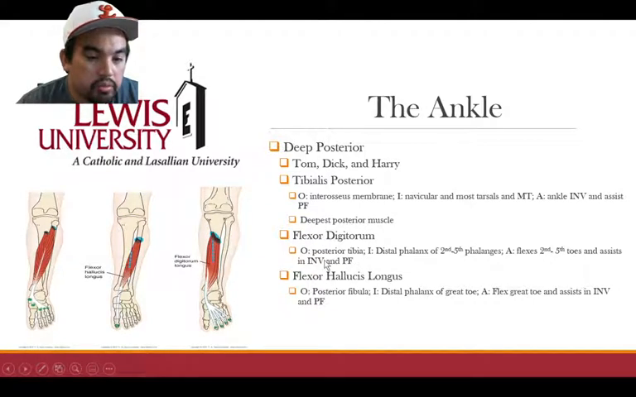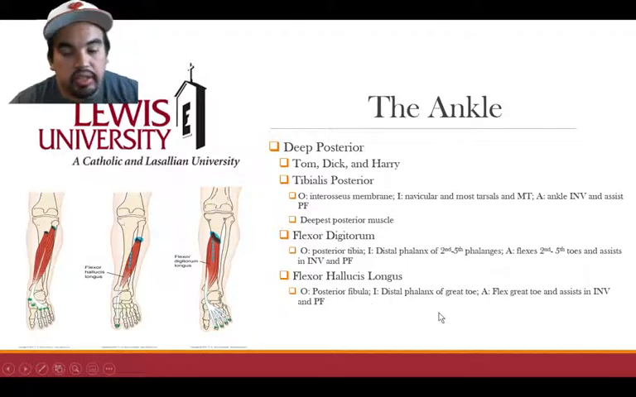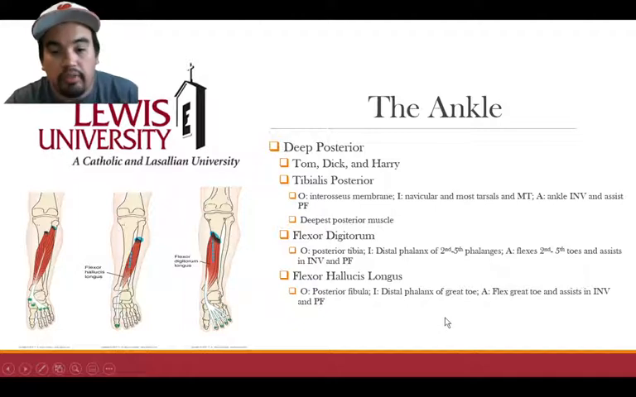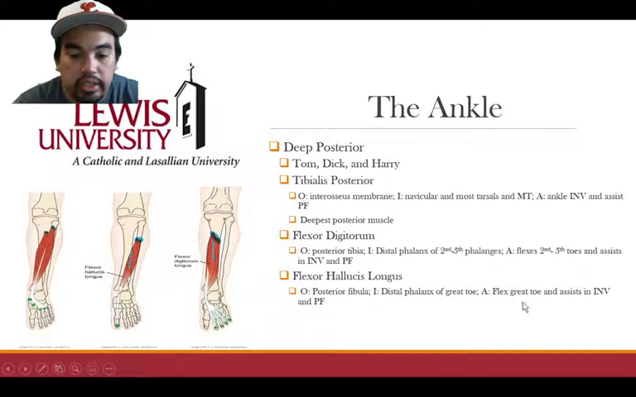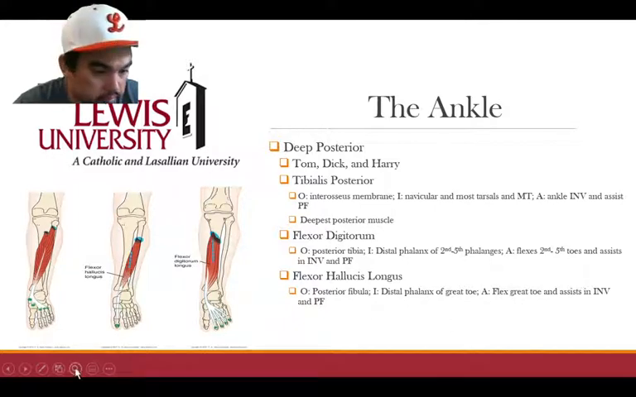And then I'm going to jump and just do the flexor hallucis as well, since we're here. What does that do? It flexes the hallucis bone, so the big toe, and it originates at the posterior fibula, and it inserts on the distal phalanx of the great toe, and that flexes the great toe and assists with inversion and plantar flexion.